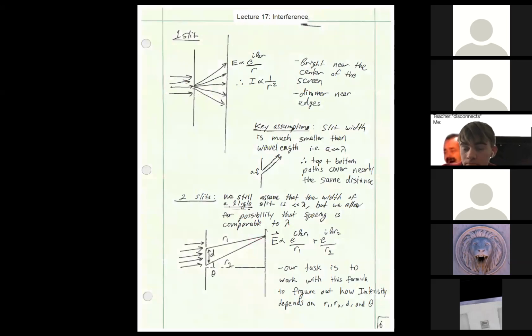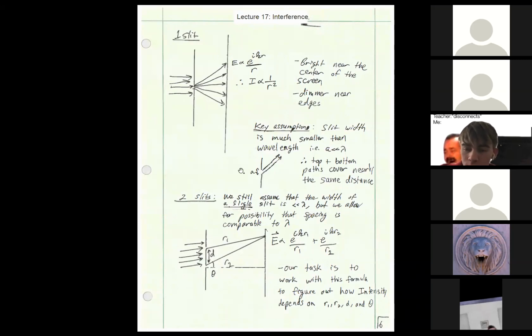So if we only had one slit, well, the wave from that one slit would spread out in all directions. And since the intensity goes as 1 over r squared, the field, which is proportional to the square root of the intensity, has to go as 1 over r. And so we just see something that's bright near the center of the screen and dim near the edges.